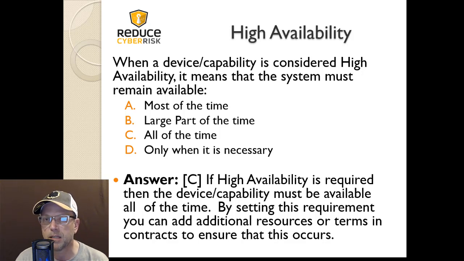It doesn't have to necessarily be hardware. It can be all kinds of things. But if you are defining it as high availability, you need to have a capability that's set up so that it's available all the time. And that would be like 99.99999%, right? Whatever that number of nines is, maybe 13 nines, that's pretty solid. But again, that's what you need to decide as you're dealing with high availability. Again, when a device or capability is considered high availability, it means that the system must remain available, and that would be all the time.